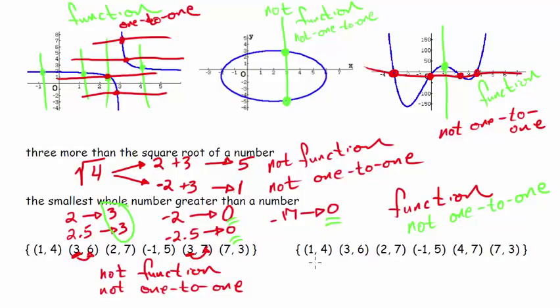Okay, next we have here 1 goes to 4, 3 goes to 6, 2 goes to 7. Alright, so I think each input has one output. Yes, so I think this is in fact a function. Right, 1 has only one output, 3 has only one output, 2, yep. Now if we look the other way to see if it's one-to-one, 4 goes to only 1, 6 goes to only 3, 7, oh, 7's troublesome. Do you see 7 is mapped to both 4 and 2? So this one is not one-to-one.